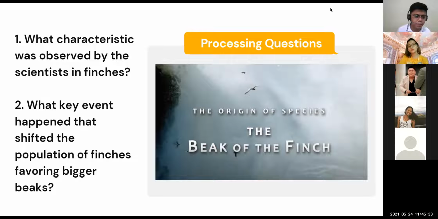Number two, what key event happened that shifted the population favoring the bigger beaked finches? So what key event happened? Very good. That is correct. Drought. So there was a drought in 1977 which drastically changed the allele frequencies of the finches. So from a balanced beak size in the population, suddenly during the drought, it favored the bigger beak size. There was a drastic change.